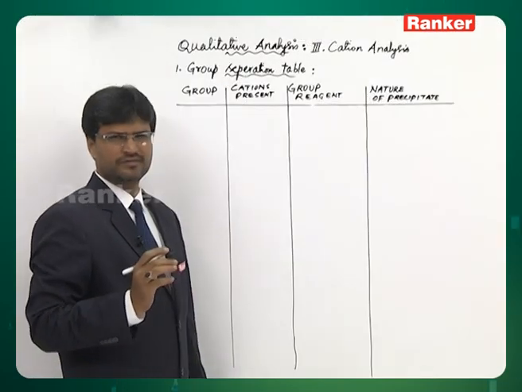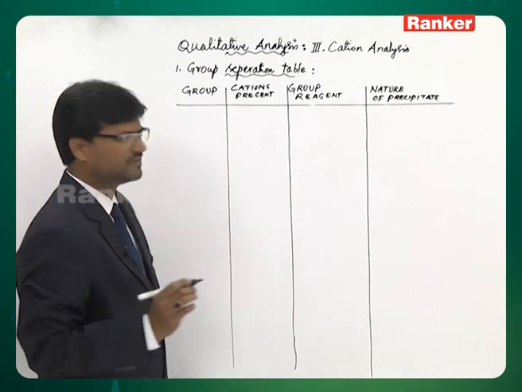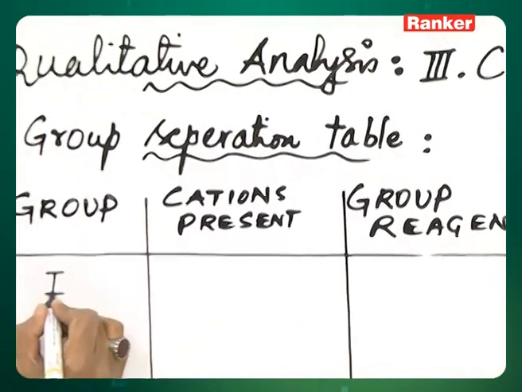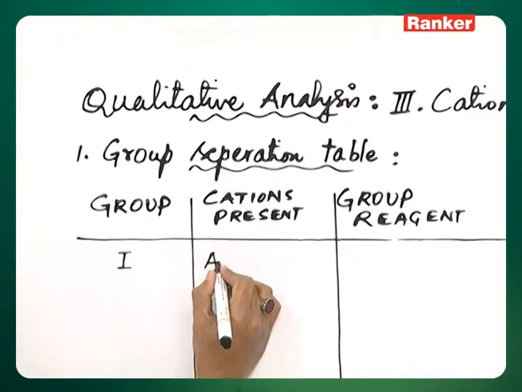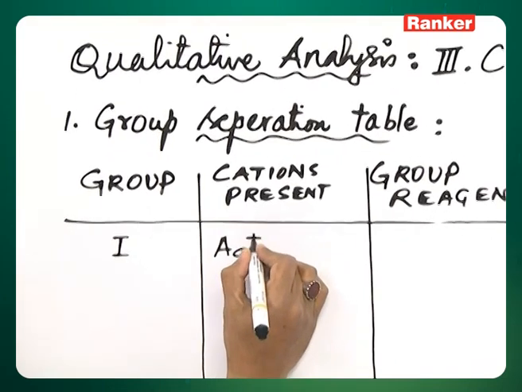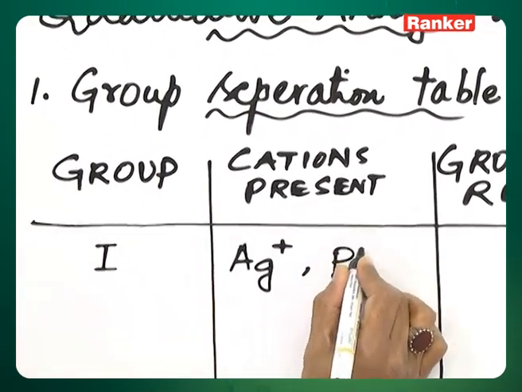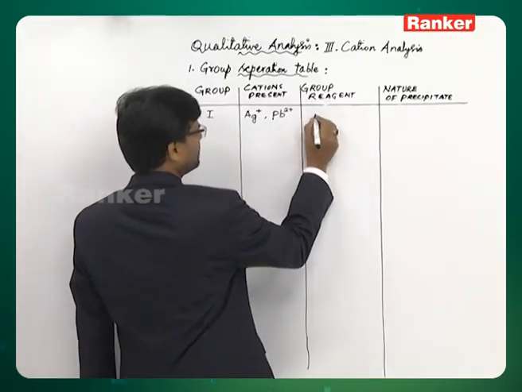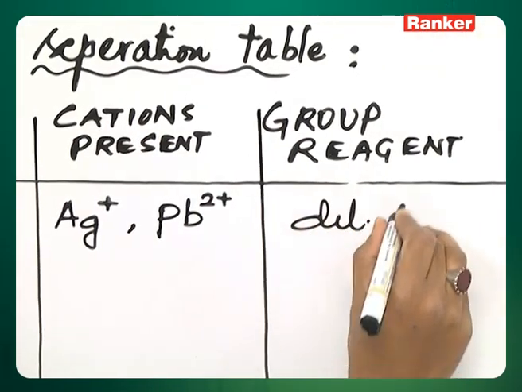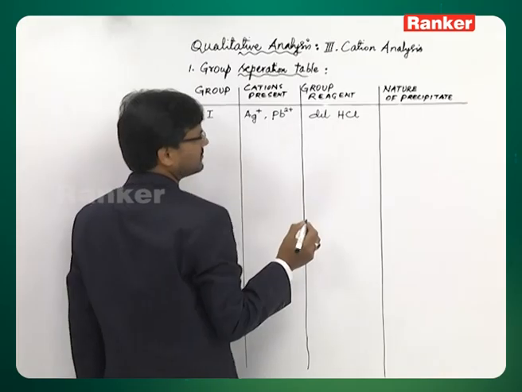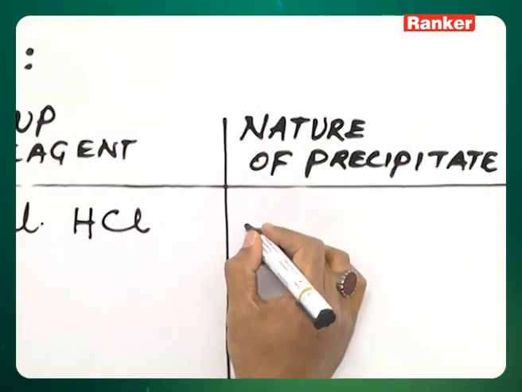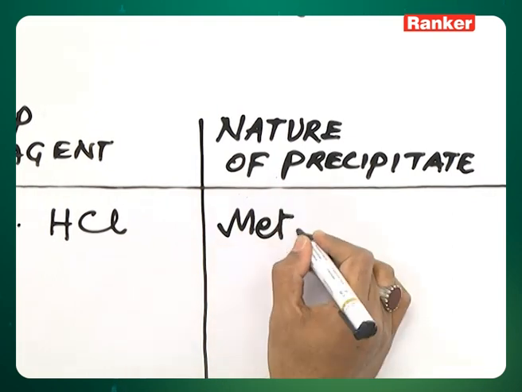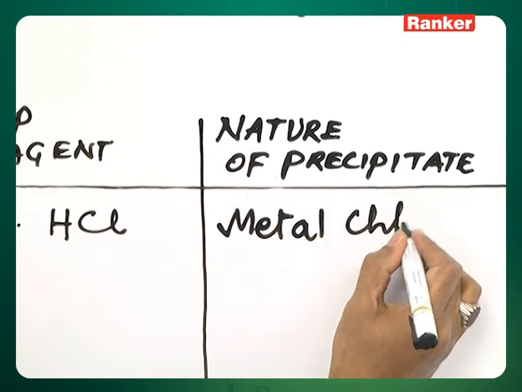Now, we are going to look at the group separation table. Group 1, the cations are Ag plus, Pb2 plus. Group reagent is dilute HCl, the precipitate is metal chloride precipitate.